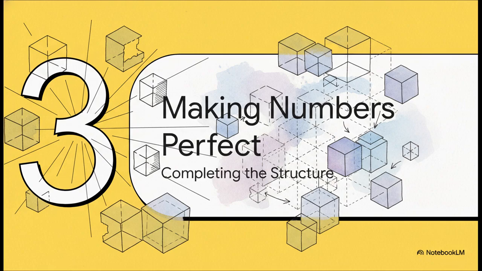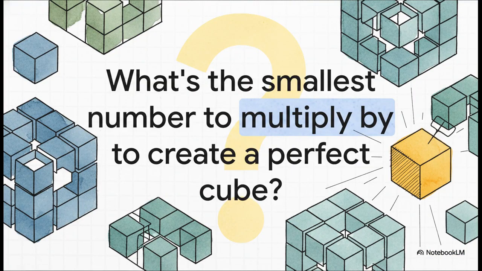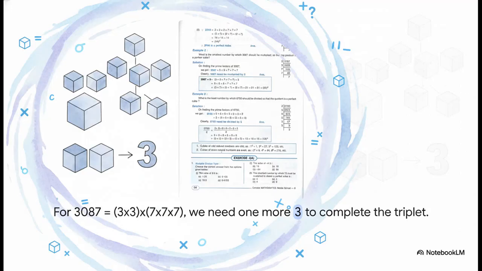Okay, so now we can spot an imperfect cube from a mile away, but can we fix it? How do you actually complete one of these unfinished structures? Think of it like a puzzle, right? If your number is missing a piece, how do we figure out the exact block we need to make the whole thing stable? Well, if we break down 3087 into its prime factors, we can see exactly what's missing. We've got a perfect triplet of 7s, that's great, but we only have 2 3s. The structure is just one 3 short of being perfect. So to fix it, all we have to do is multiply by 3. That completes the triplet, and just like that, the number becomes a perfect cube.